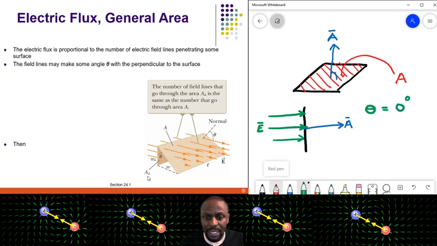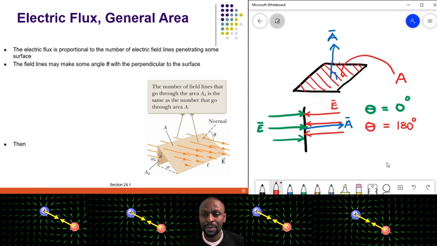For argument's sake, say the electric field is coming from the right. Say this is my electric field, it's going like that. If this is my E field, the angle theta between the electric field and the vector A, in that case, because these are anti-parallel vectors, is going to be equal to 180 degrees. So this is what I wanted to show you.